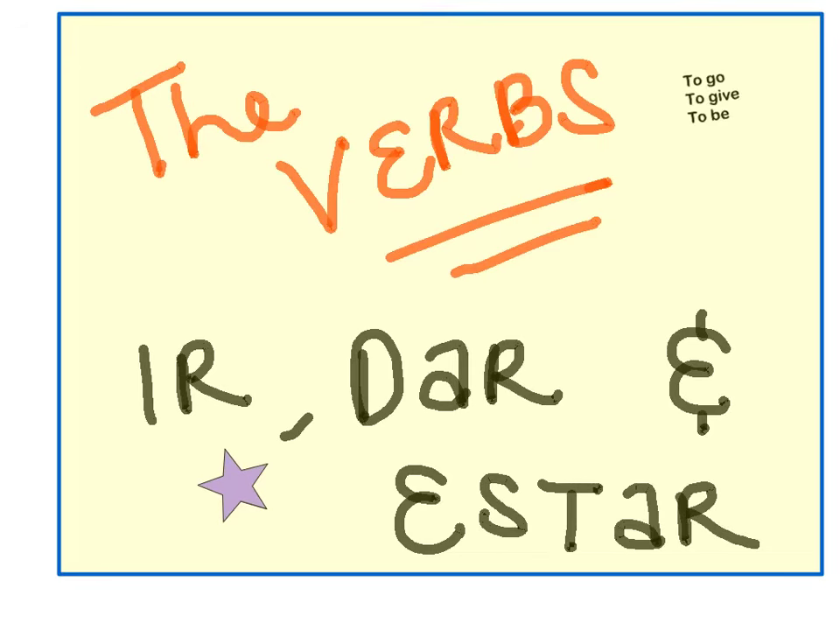Hello class, today we're going to be speaking about the verbs ir, dar, and estar. These three verbs mean to go, to give, and to be, and they act as irregular verbs. However, they are very similar to regular AR verbs in the present tense. Let's take a look. Vamos.